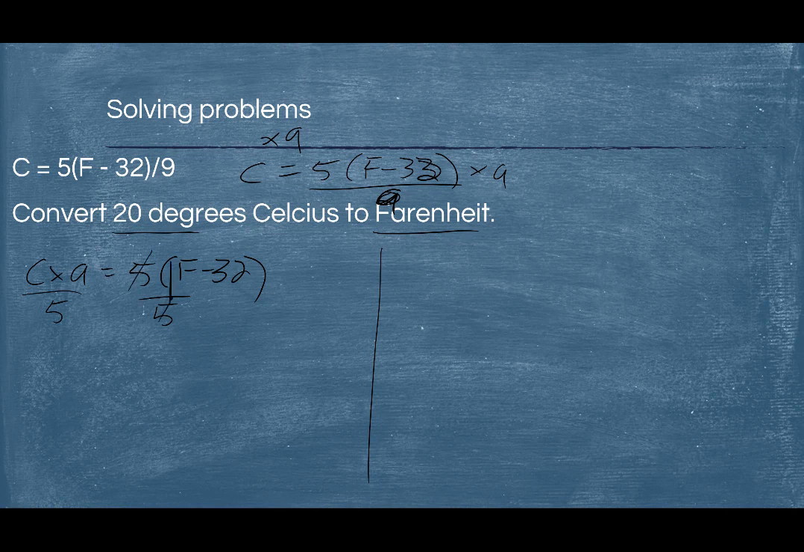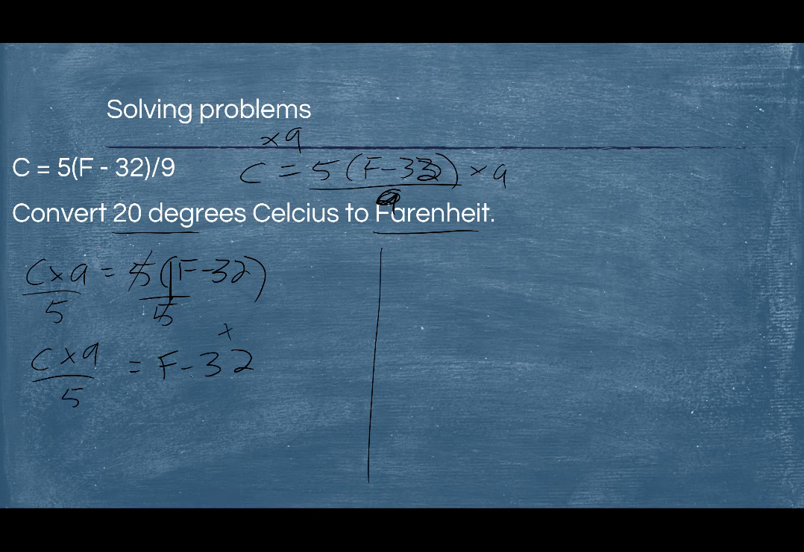That gets rid of the 5. Now you have C times 9 over 5 equals F minus 32. I think that's all we got left. C times 9 divided by 5.